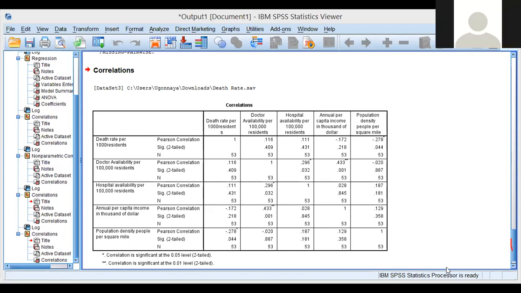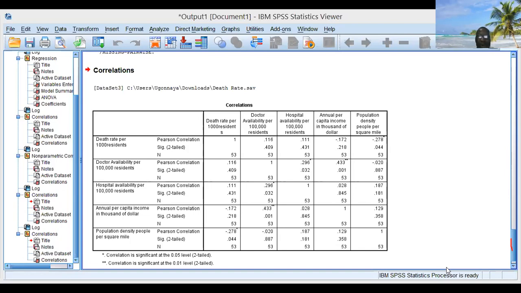But if you look at this also, hospital availability and doctor availability, there's correlation, of course, positive correlation. Then annual per capita income and doctor availability. Yes. Then population density and doctor availability, of course, this one is correct, it is minus, in the sense that if the population increases, the doctor availability will reduce. Can you see? So they will move in opposite directions. It's negative correlation.